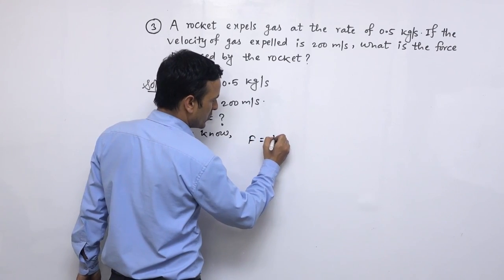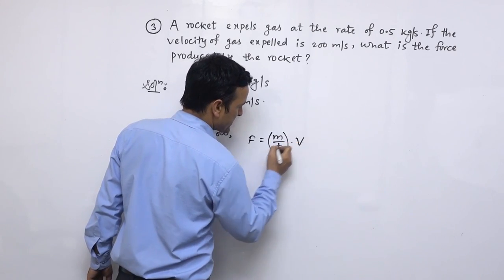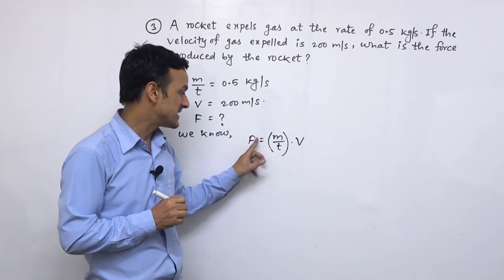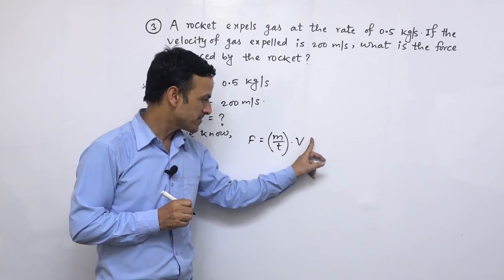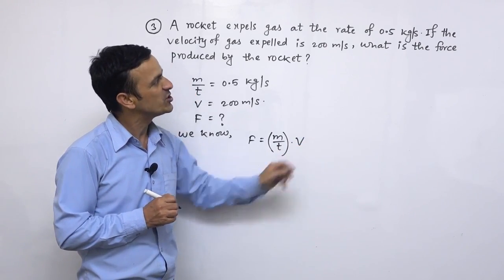Force is equal to m upon t times v. This is one of the formulas of force. Actually, it is m times a. M times a means m times (v minus u) by t. But u is 0 here.